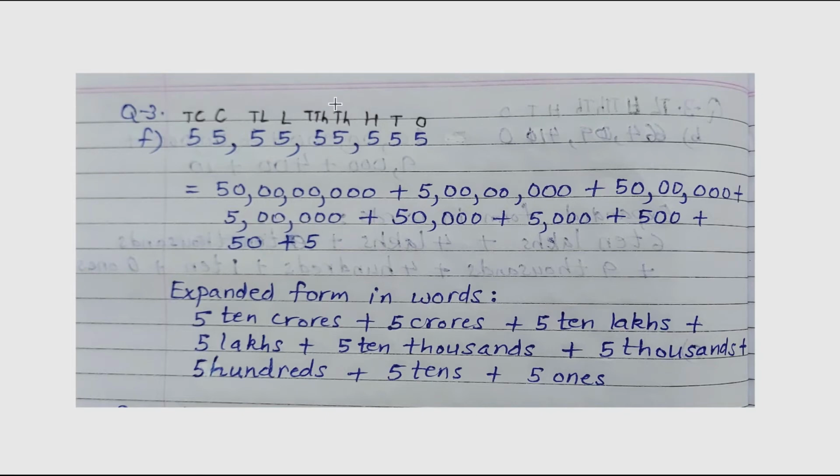Then add 5 10,000s. So add 50,000, 5 followed by 4 zeros. Then add 5 thousands. So add 5,000, 5 followed by 3 zeros. Then add 500. Then add 5 tens, that is 50. And then add 5 over here. And then over here, expanded form in words, you will mention this. And from the next line, you will begin writing the expanded form. So, like this, you will complete the entire question.